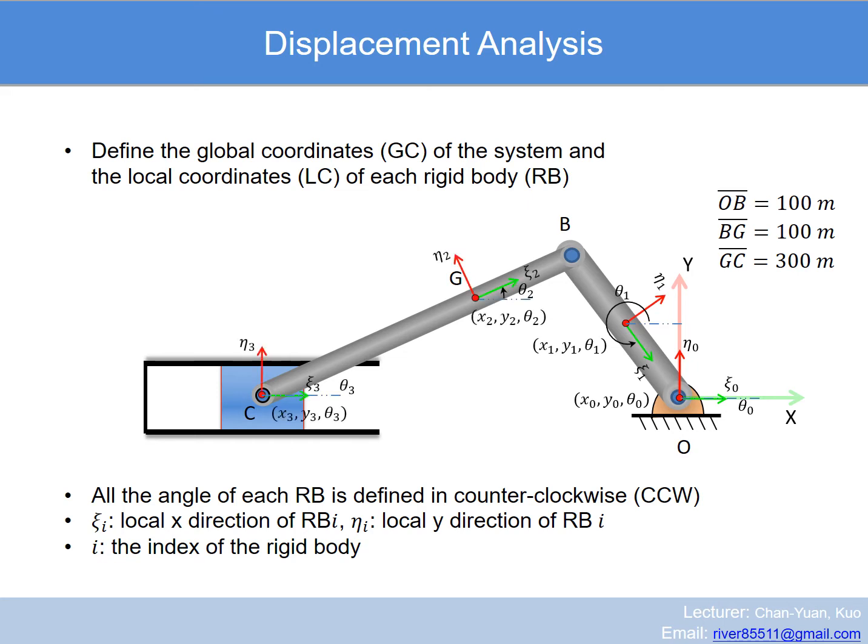Since each rigid body needs three coordinates x, y, theta to describe its position and orientation in the global coordinates, we end up with 12 coordinates, or 12 degrees of freedom if you will. But since this mechanism is a single degree of freedom system, we need to derive 11 corresponding constraint equations to reduce the degrees of freedom of the system from 12 to 1. In the following slides, I will show you how to derive them one by one.